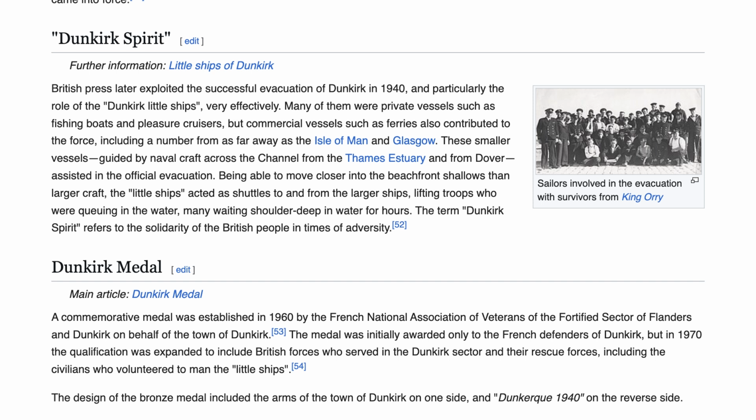Dunkirk Spirit. British press later exploited the successful evacuation of Dunkirk in 1940, and particularly the role of the Dunkirk little ships, very effectively. Many of them were private vessels such as fishing boats and pleasure cruisers, but commercial vessels such as ferries also contributed to the force, including a number from as far away as the Isle of Man and Glasgow. These smaller vessels, guided by naval craft across the Channel from the Thames estuary and from Dover, assisted in the official evacuation. Being able to move closer into the beachfront shallows than larger craft, the little ships acted as shuttles to and from the larger ships, lifting troops who were queuing in the water, many waiting shoulder deep in water for hours. The term Dunkirk Spirit refers to the solidarity of the British people in times of adversity.